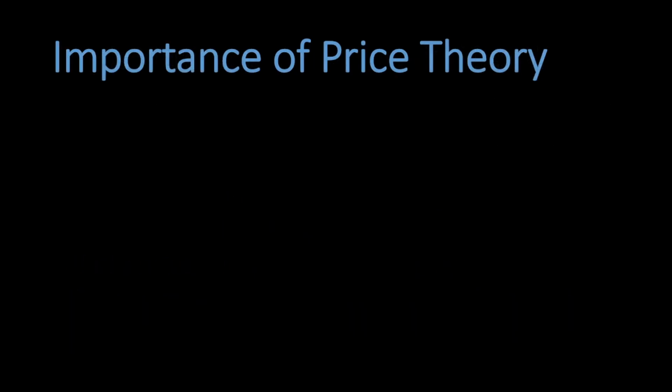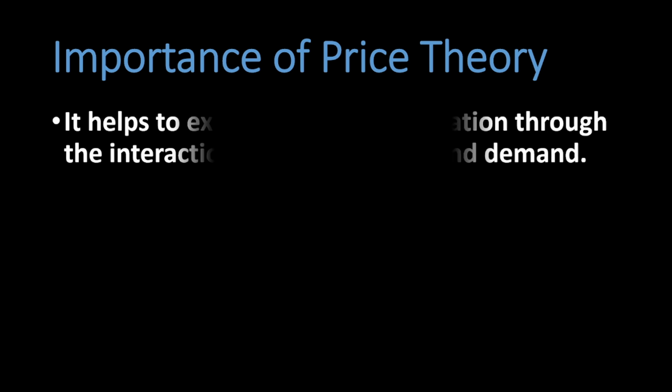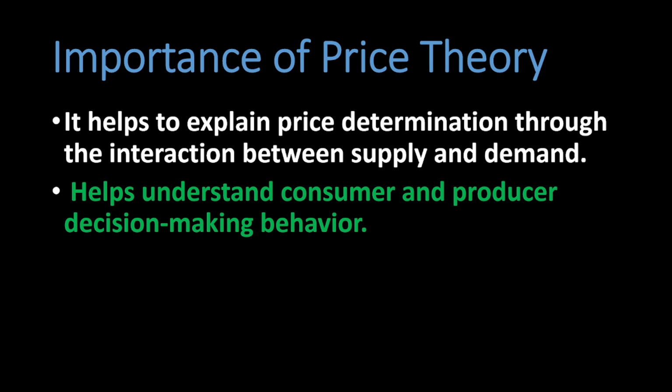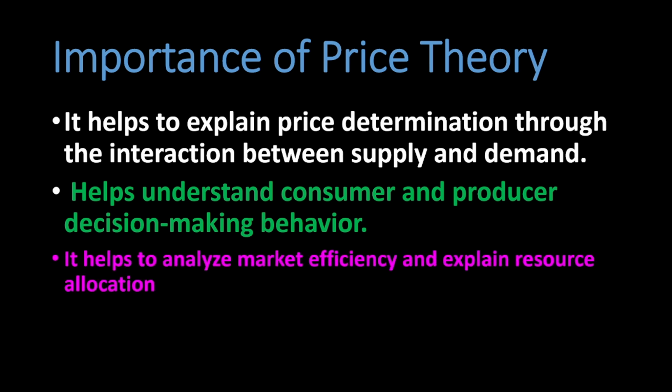Now we'll know some importance of price theory. Price theory helps to explain price determination through the interaction between supply and demand. It helps to understand consumer and producer decision making behavior. Consumer and producer decisions depend on price theory. It helps to analyze market efficiency and explain resource allocation.